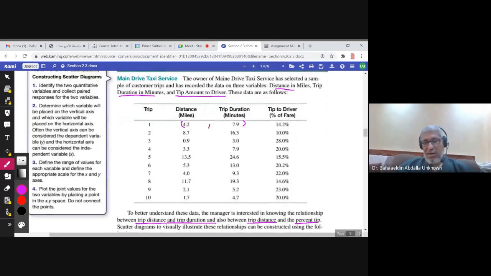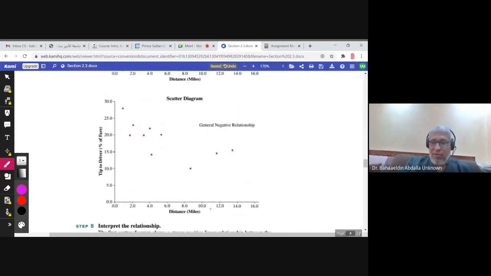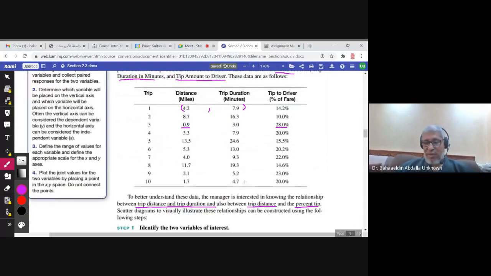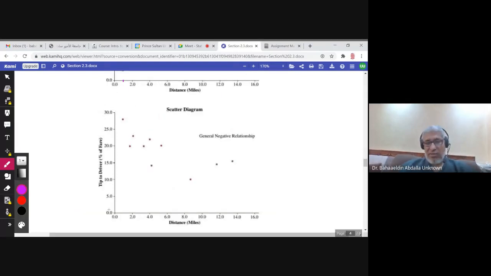For here, the ordered pair would be the distance 0.9 with 28. Okay, we take the distance with the tip. Again, I need a number from 1 to 13 for the distance, so I can choose the same unit of measure from 2 to 16. For the tip, I have numbers from 10 to 28, so from 0 to 30 would be enough. Each 5 units is okay. You can do it each 3, each 4, it's up to you.